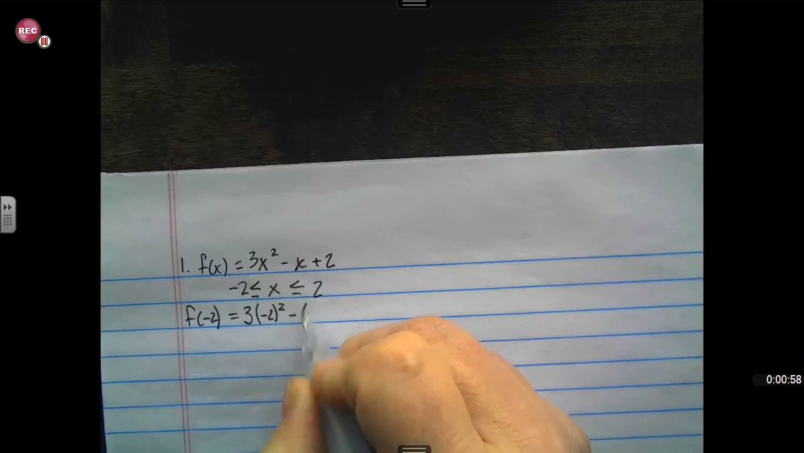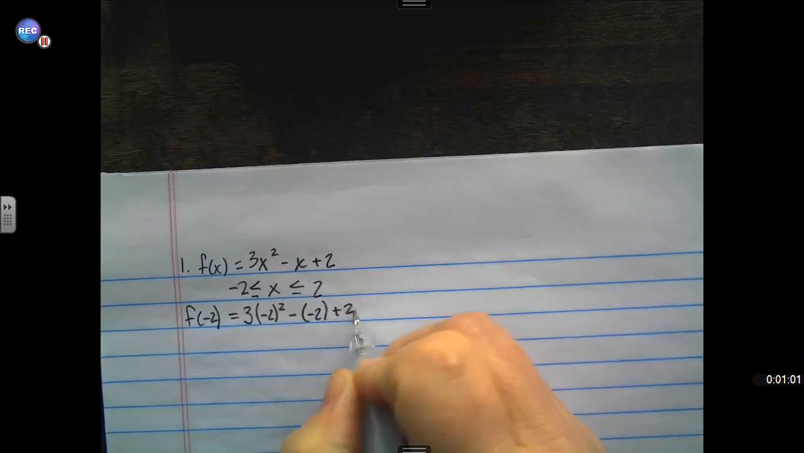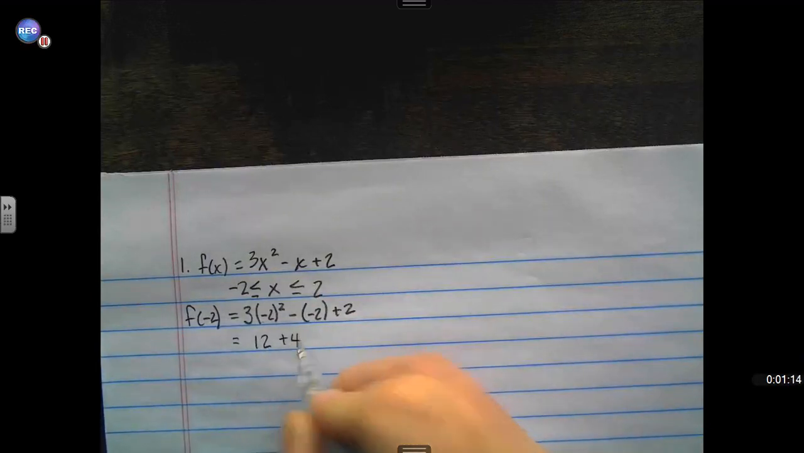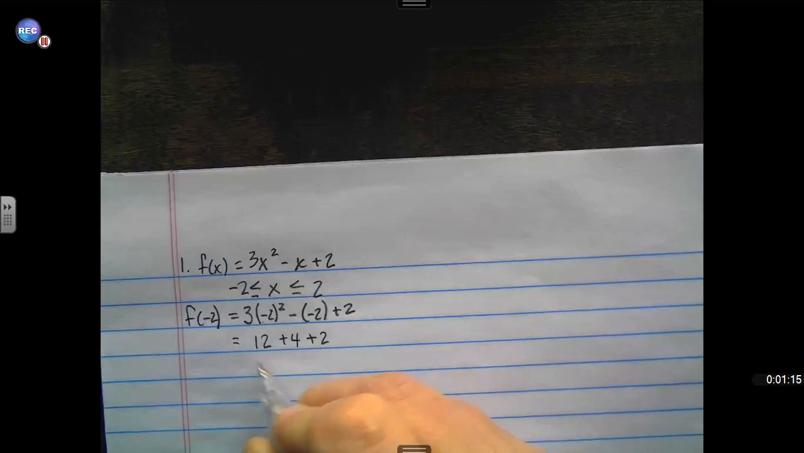So that means I need to find f of -2, and that's going to be 3 times -2 squared minus -2 plus 2. Remember, this negative is being squared. You have to be careful how you plug that into your calculator. So that's going to be 3 times 4. It's going to be 12 plus 4 plus 2. So 12 plus 4 is 16. I get 18. So this ordered pair is -2, 18.